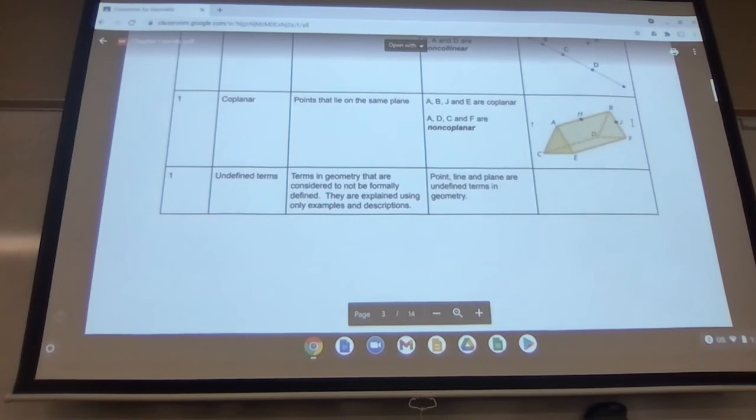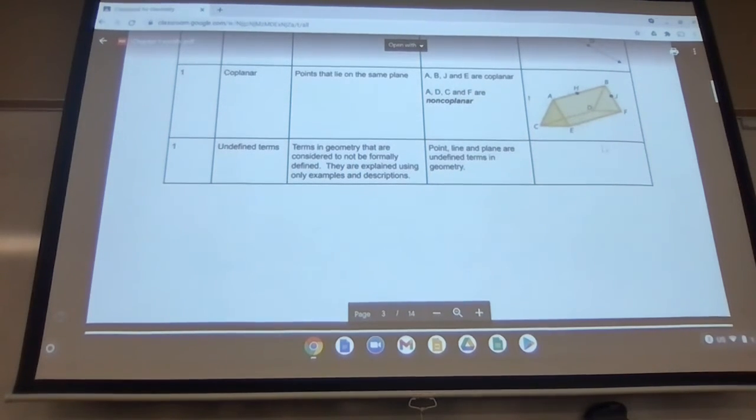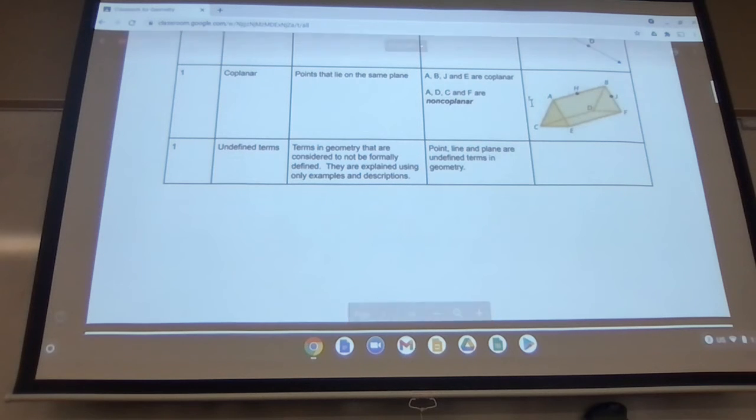So if you come back to that picture we just looked at, we've got the 5 different planes on here. If you want to pick some things out that are on the same plane, things like A, B, J, and E are coplanar. Here's point A. Here's point B. Here's point J. Point E is down here in this corner. They're on this rectangular face, kind of the front of that shape. They are coplanar because they're on the same plane.